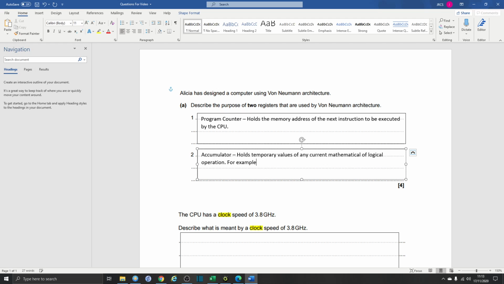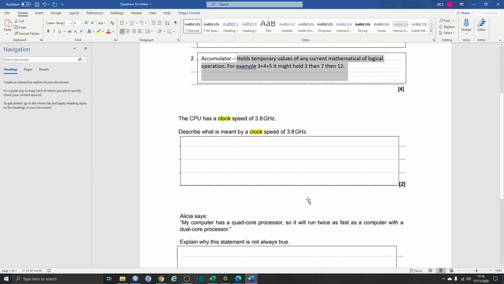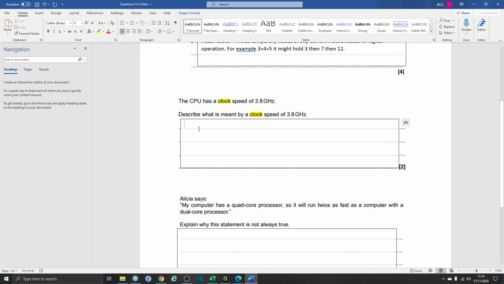For example, I might even give an example of this one. 3 plus 4 plus 5, it might hold 3, then 7, then 12. There you go. So you can see there that I've given 1 mark, 1 mark, 1 mark, 1 mark. Try to do that because the amount of students that really don't get that or just ignore it in the real exam, they get it now and then they go in the exam and don't do it at all and just write something stupid.